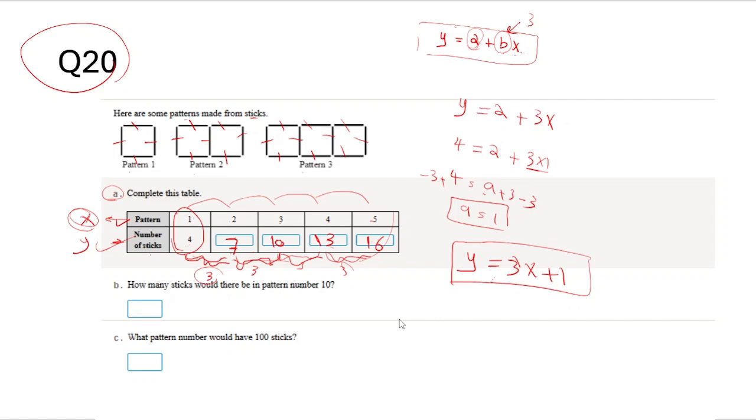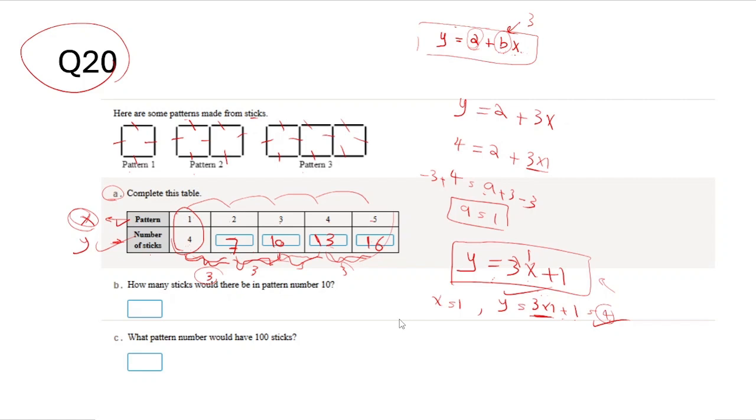So this table represents this equation. Let's try to validate this equation. Let's take the first pattern here: x equals 1, y equals 4. We'll substitute here and see if the equation is right. When x equals 1, y will be 3 multiplied by 1 plus 1. So 3 multiplied by 1 is 3, plus 1 equals 4. So that means this is the correct equation.